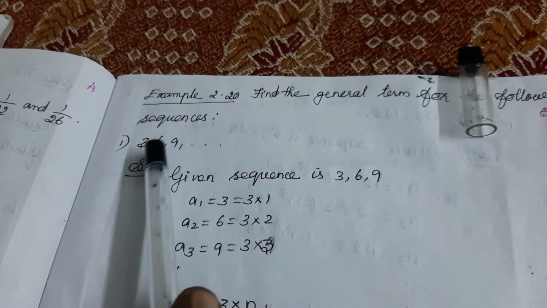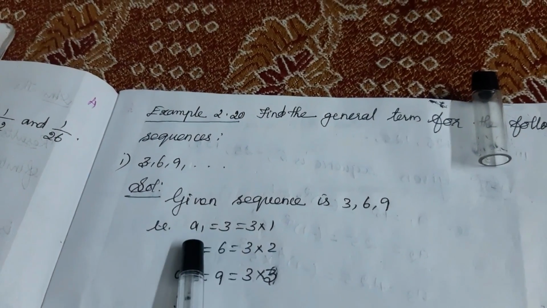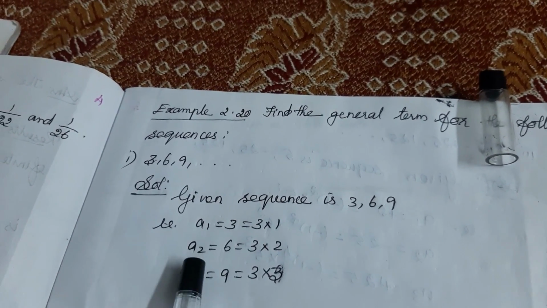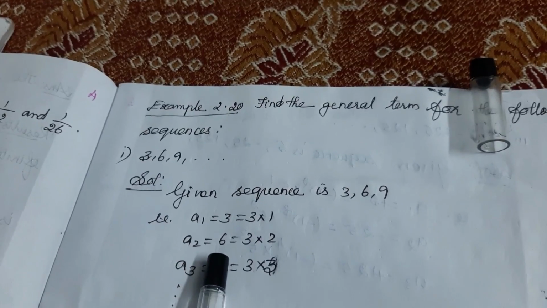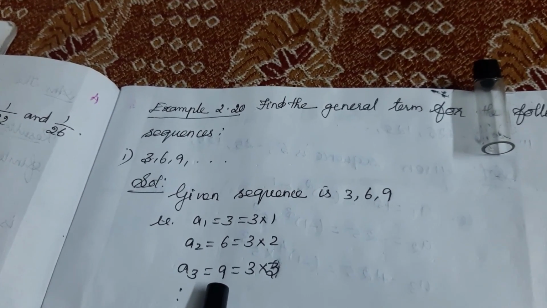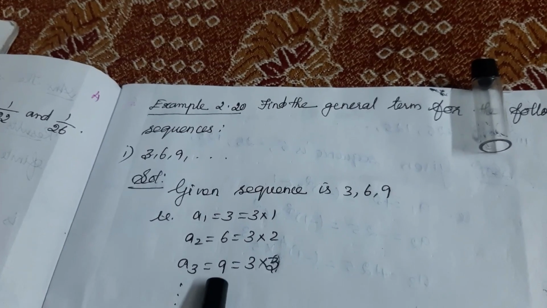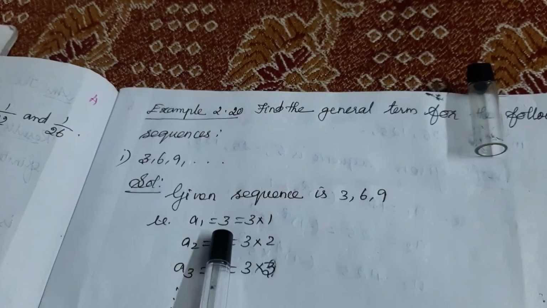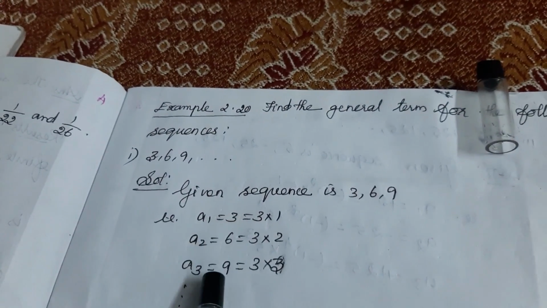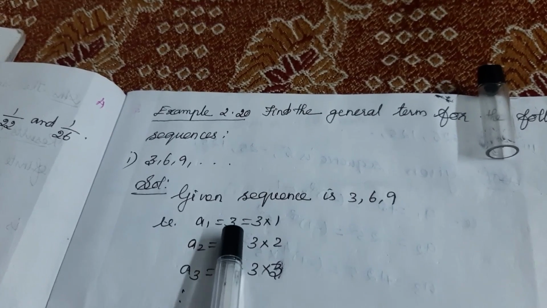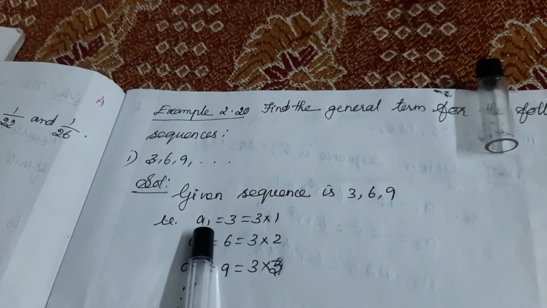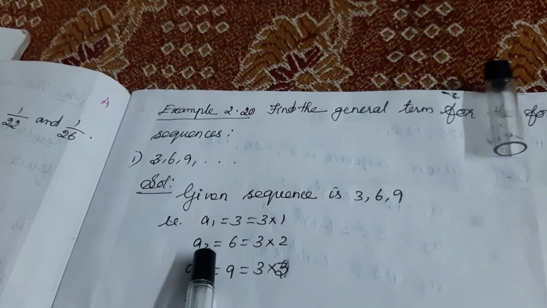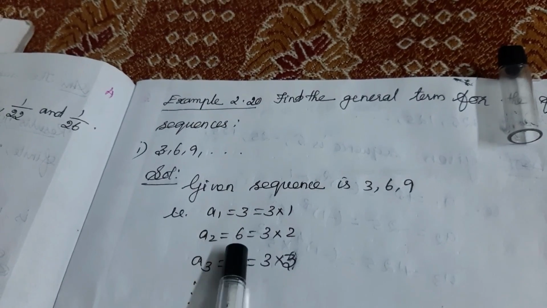So how to write 3, 6 and 9? First term you consider as a1, it is 3. Second term a2, it is 6. The third term a3, it is 9. Now what is the relation between the number of the term and this number? You can write 3 as 3 into 1. Is it correct? 6 you can write as 3 into 2. So we are relating with the first term and the number of the term. 3 into 2 is 6.